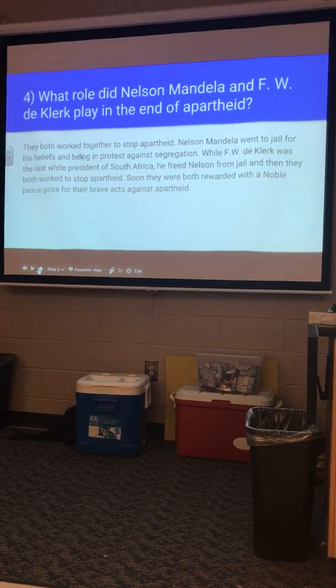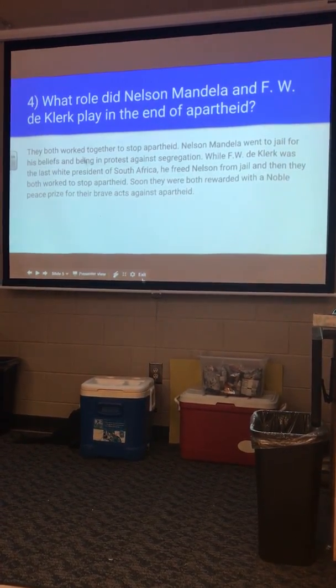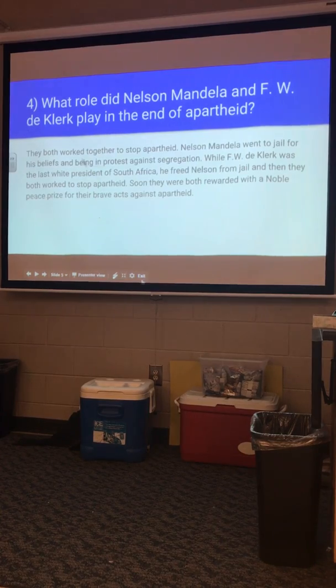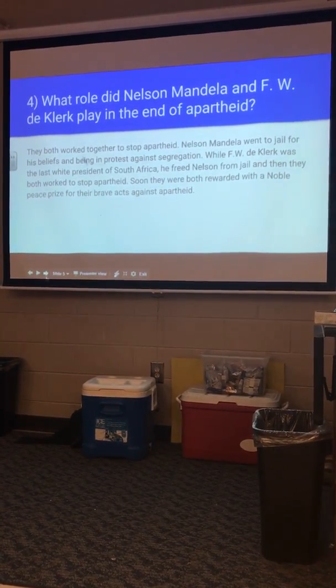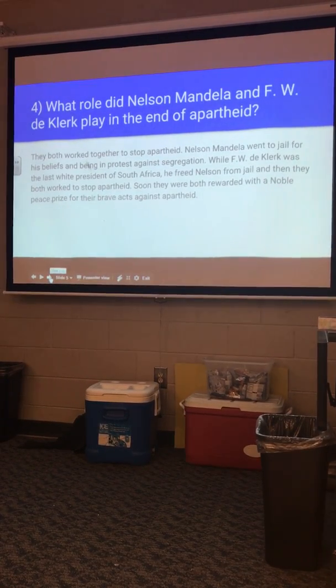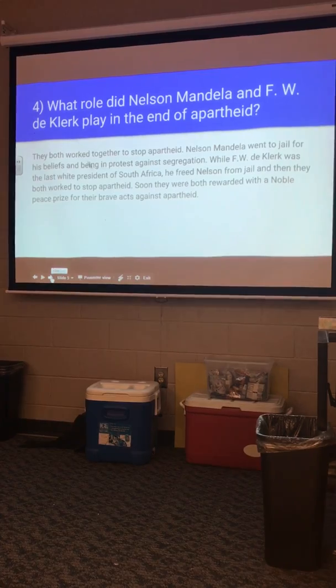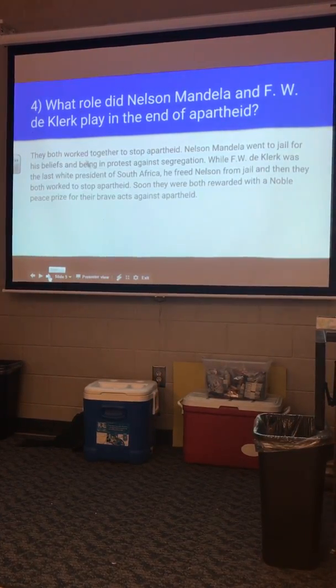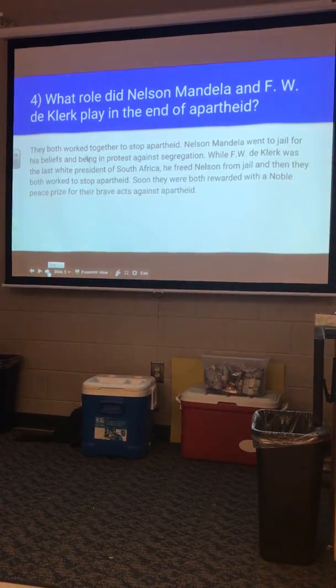Wanted a little more specific about what role did they play in the ending of apartheid. They both worked together to stop apartheid. Mandela went to jail for his beliefs, 27 years, and he led protests against the segregation. F.W. de Klerk was the last white president of South Africa who freed Nelson Mandela from jail, and then they both worked to stop apartheid. Okay, and then talked about the Nobel Peace Prize.